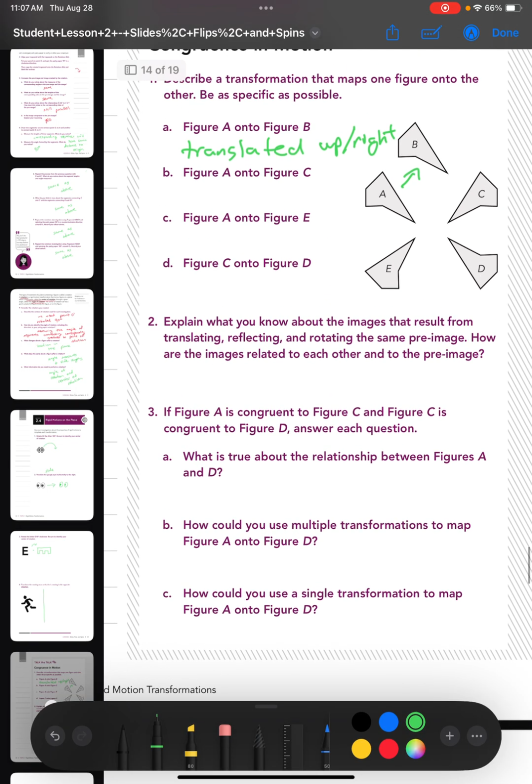Okay, figure A to figure C. If you look at that, that looks like we'd have had a reflection. It's been flipped across that line, so reflected. It's reflected over that line of symmetry.